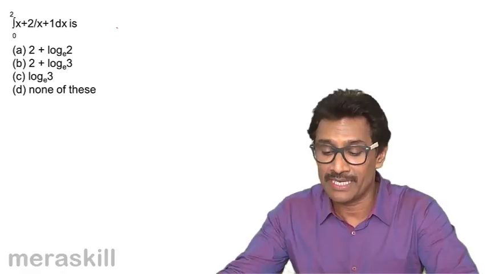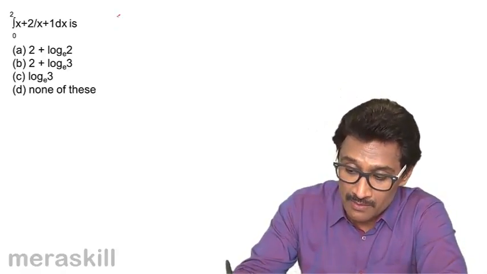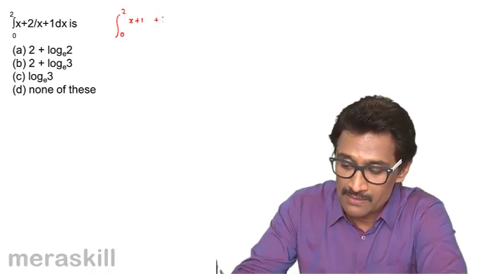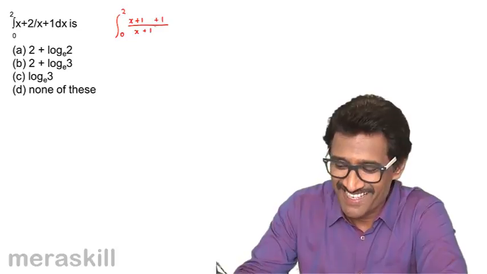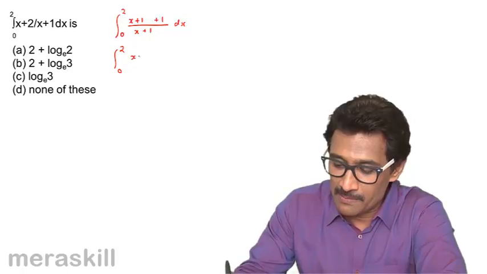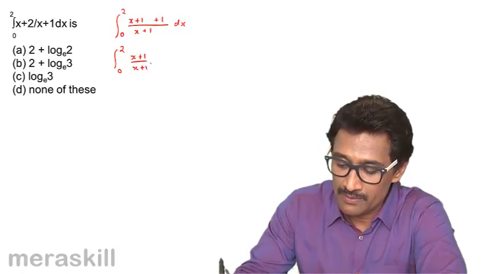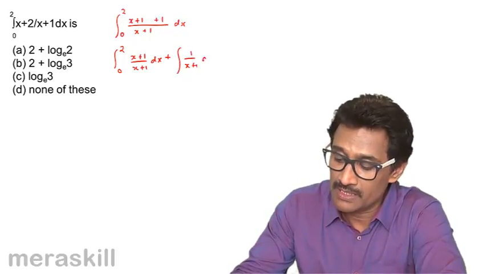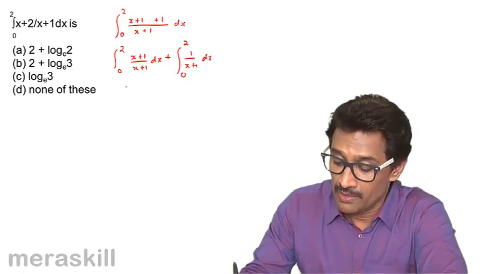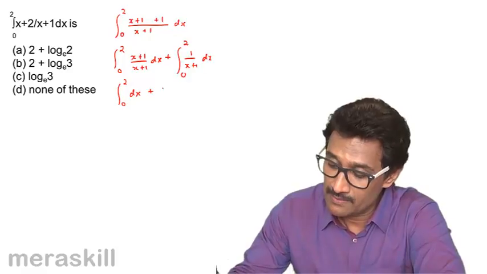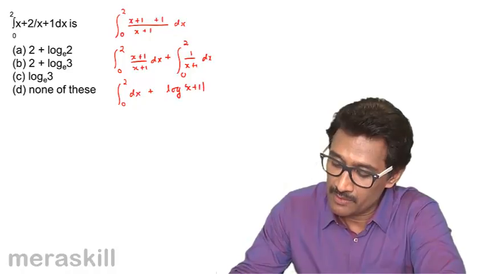So what do we have here? The integral of x plus 2 upon x plus 1 in the domain 0 to 2. We can write this as x plus 1 upon x plus 1 plus 1 upon x plus 1 dx. We have the integral of x plus 1 upon x plus 1 dx plus the integral of 1 upon x plus 1 dx in the domain 0 to 2. This will be eventually the integral of dx from 0 to 2 plus log of x plus 1 in the domain 0 to 2.